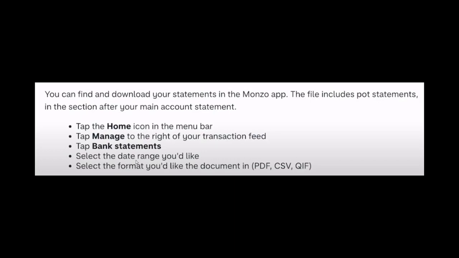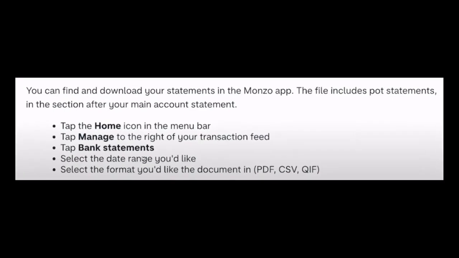Next is selecting the date range you'd like. For example, you want to check the bank statement for April 1, 2023 to, or rather, July 1st, 2023. Choose a starting date to end date, and then simply select the format you'd like the document to be in. For example, PDF, CSV, or QIF. Basically, the most famous one is going to be PDF. Anyway, that is how to check your bank statement in Monzo.